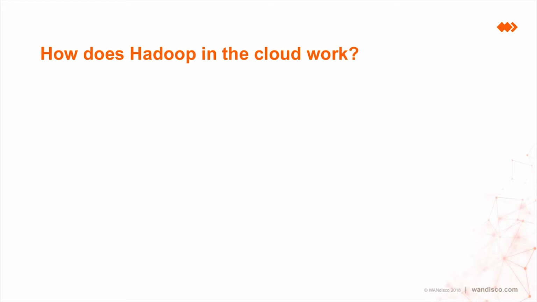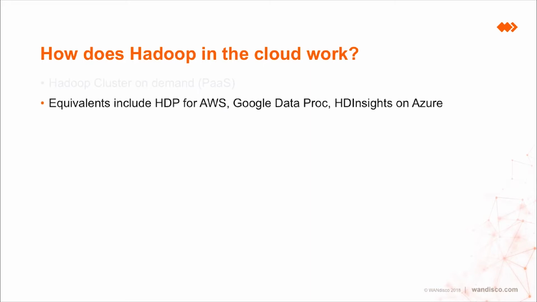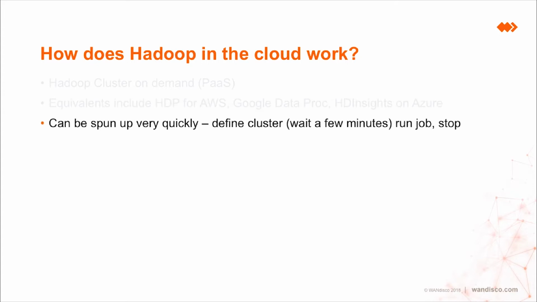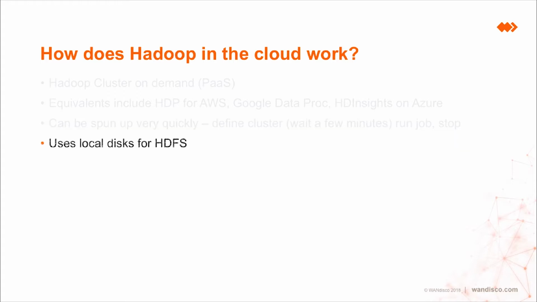How does Hadoop in the cloud work? The Hadoop cluster on demand is a platform as a service. Equivalents include Hortonworks for AWS, Google Dataproc, HD Insights on Azure. They can be spun up very quickly. You define a cluster, wait a few minutes, run a job, and stop. In some instances, they're used like an ephemeral bursting technology for processing.